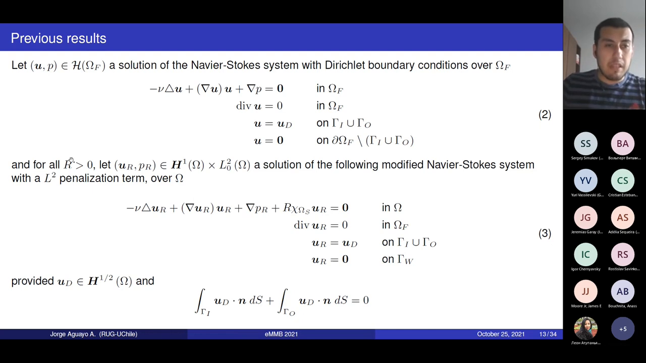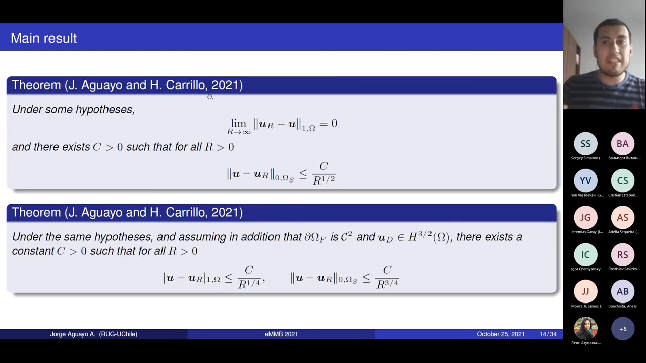When we are using a parameter, in this case, a constant r, and this function that is equal to 1 in the obstacles, omega s, the obstacles and the deformations, and is equal to zero in the real domain. The idea is to see what happens when r tends to infinity. And the answer is very easy to suppose: u_r converges to u. So when we increase the value of r, we have convergence. Both solutions are very similar in an asymptotic sense. And also in the obstacles, we have some convergence rate.